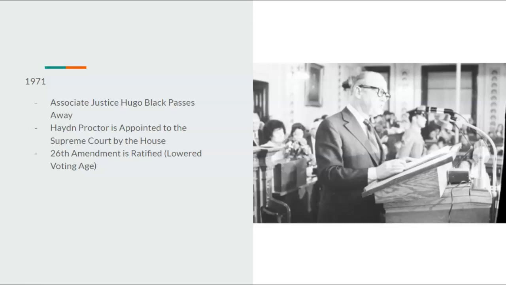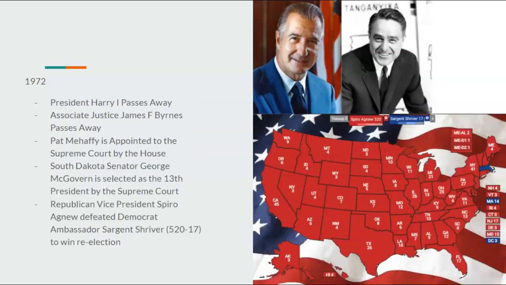1972, President Harry I would pass away, and he would be replaced by South Dakota Senator George McGovern, as well as James F. Burns passing away, and he'd be replaced by Pat Mahaffey by the House. We also have the 1972 vice presidential election, where Republican Vice President Spiro Agnew would defeat Democrat Ambassador Sargent Shriver 520 to 17 to win re-election.